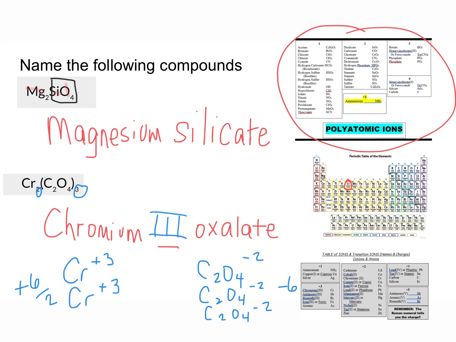So I think I went through all the different types you'll see. We saw some with non-transition metals, we saw some without parentheses, we saw some with transition metals, and with parentheses as well.